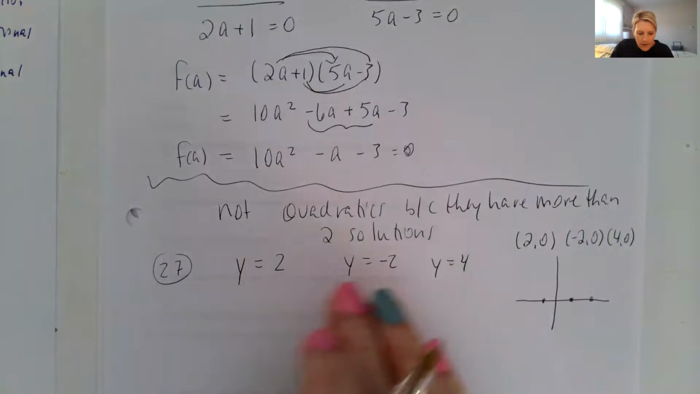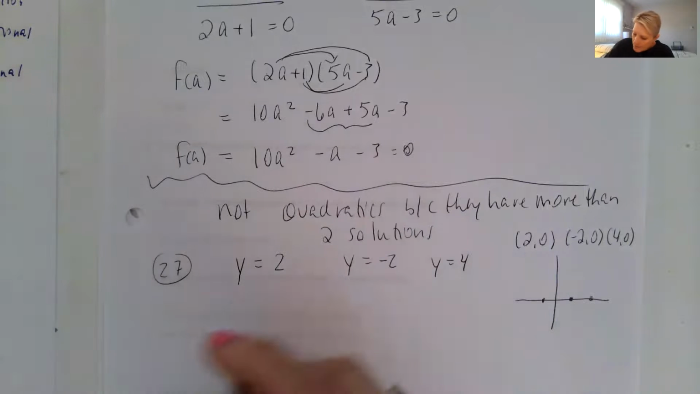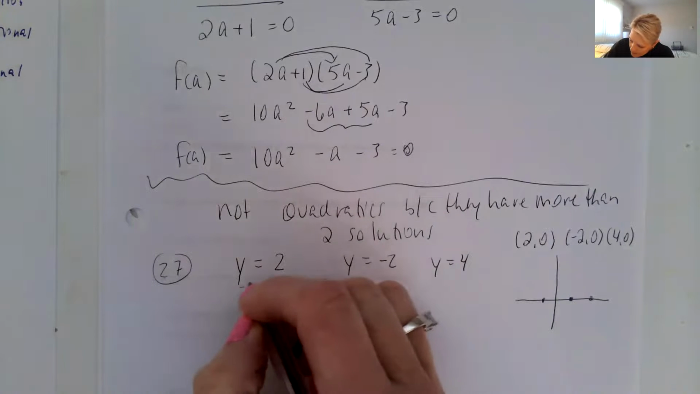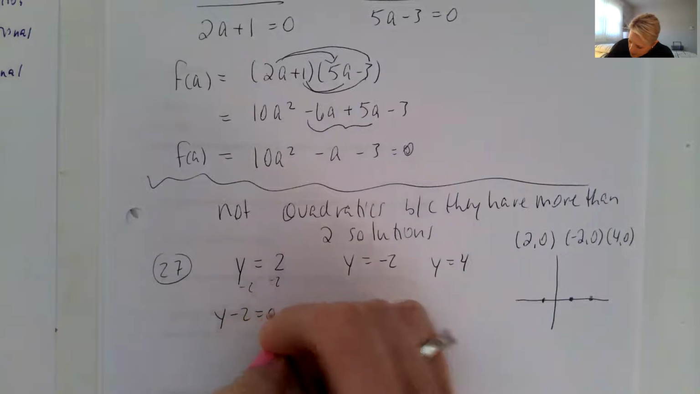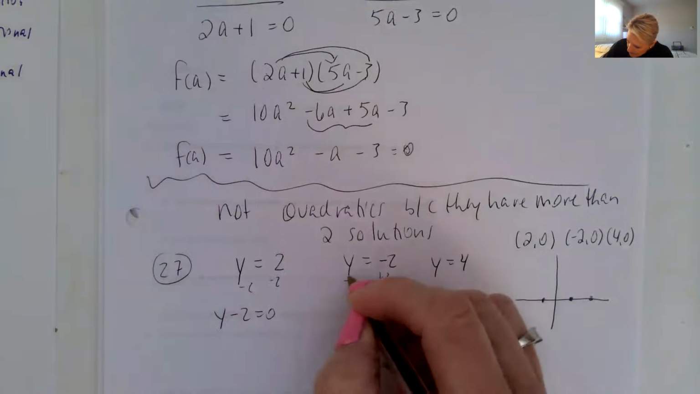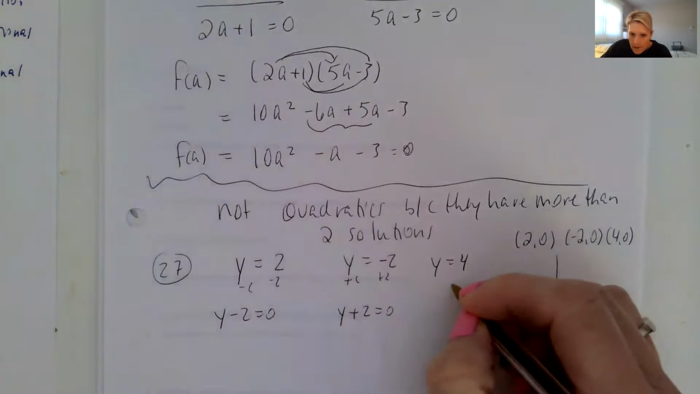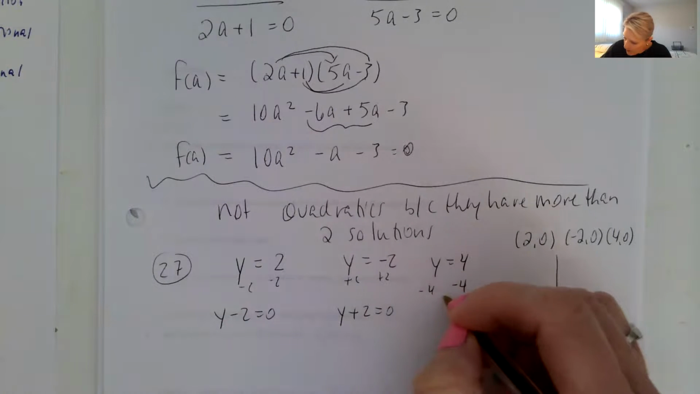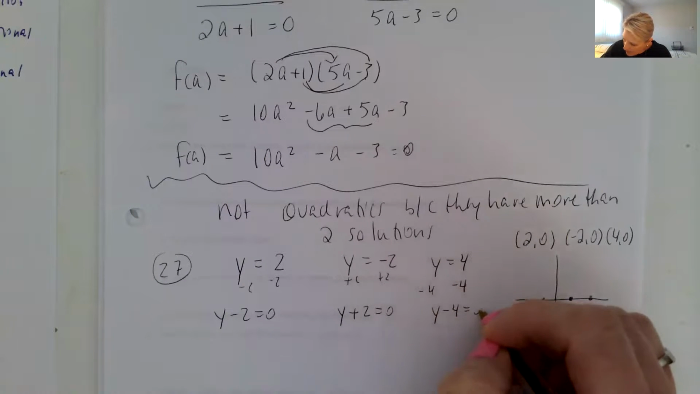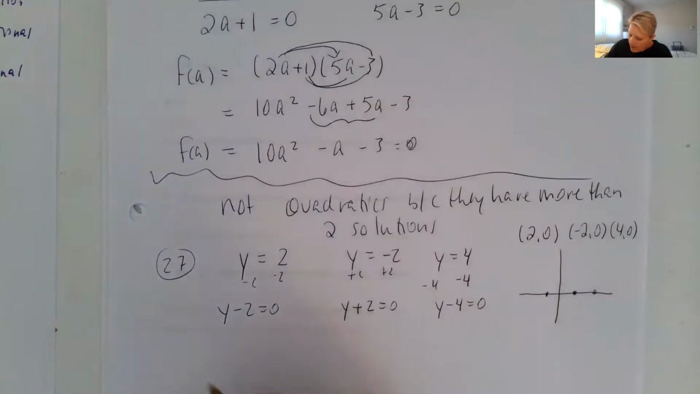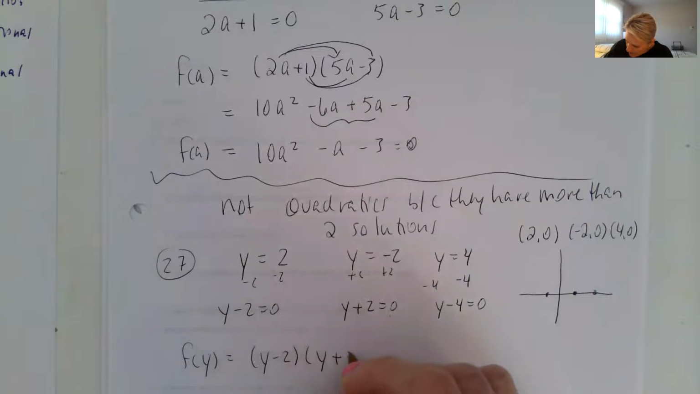So let's get each of these set equal to 0. So subtracting 2, we get y minus 2 equals 0. Adding 2, we get y plus 2 equals 0. And subtracting 4, we get y minus 4 equals 0. Then to get our function of y, we're going to multiply each of these binomials together: y minus 2, y plus 2, y minus 4.